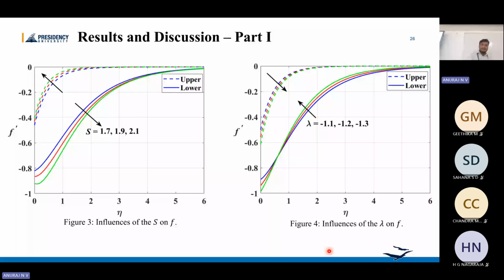For the upper solution, we are getting the increasing velocity. For the lower solution, we are seeing the decreasing. But now we don't know which one we should take. For that only, I am going to take stability analysis.